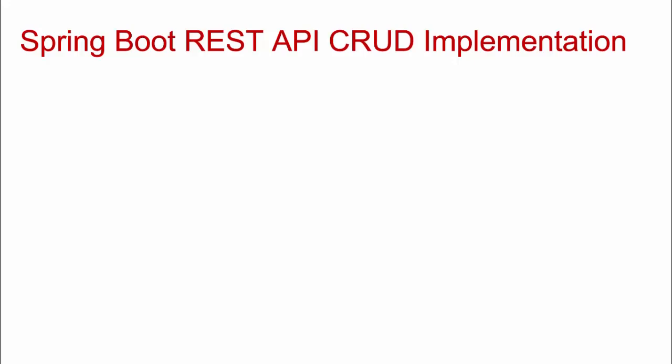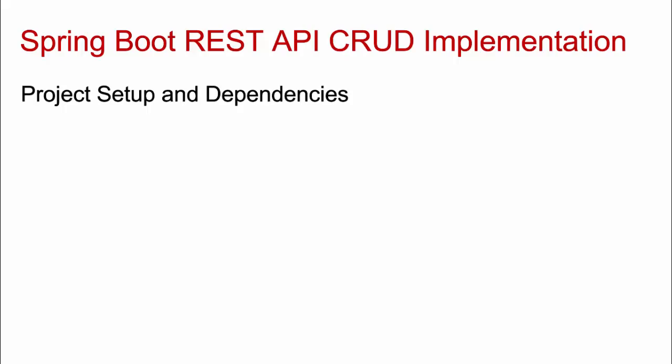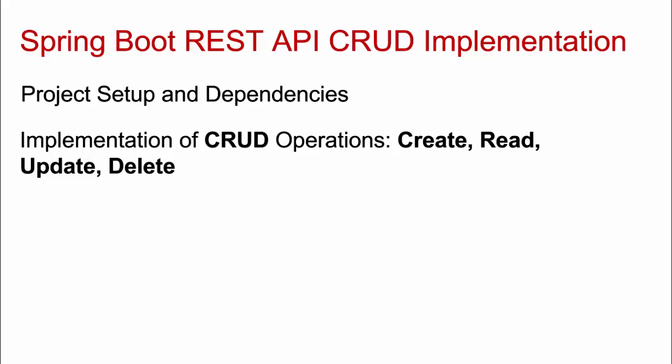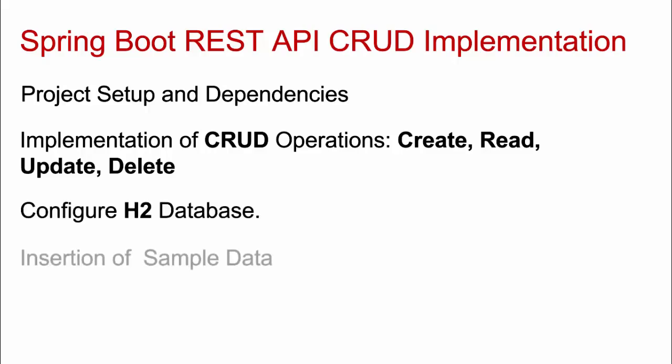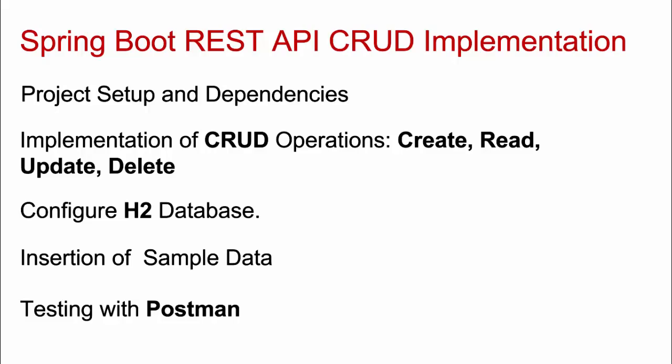This lesson, we are going to develop one Spring Boot based CRUD application, and these CRUD operations would be exposed as REST APIs. So stepwise, first we would do the project setup and add the required dependencies. Then we would implement the CRUD operations: create, read, update and delete, and we would develop the necessary code, whether it is repositories, services or controllers. Then we will configure the H2 database, insert sample data, and finally, we'll perform the testing with Postman.